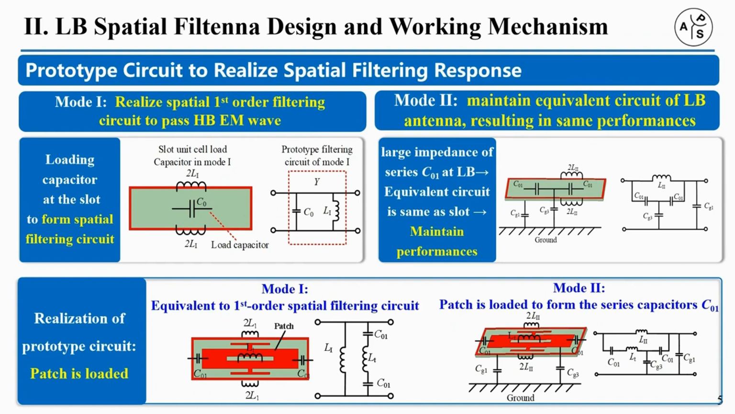In mode 1, a capacitor is loaded to form a first-order filtering circuit and pass the high-band signal. Meanwhile, the impedance of the series capacitors in mode 2 is large at low band. Thus, they become an open circuit and rarely affect the low band performances. To realize the prototype circuit, a patch is loaded to the slot. Due to the wide width, its self-inductance can be ignored, and thus the first-order filtering circuit and series capacitors are obtained in mode 1 and 2, respectively.